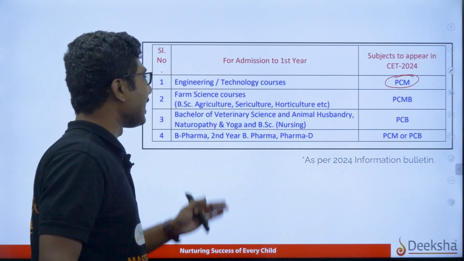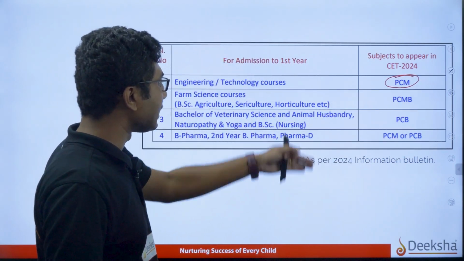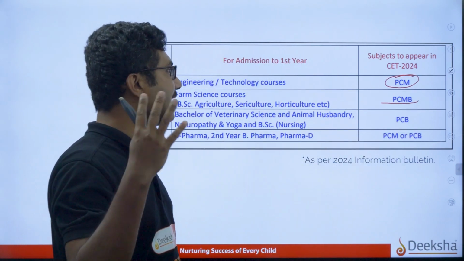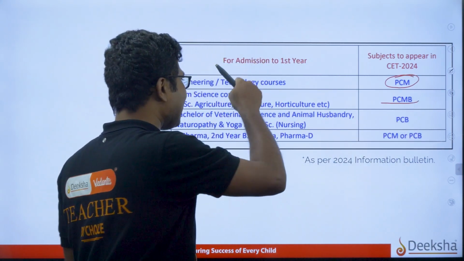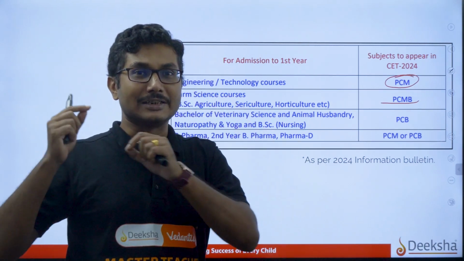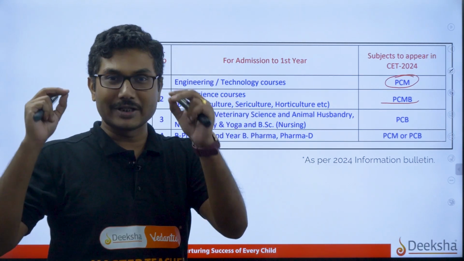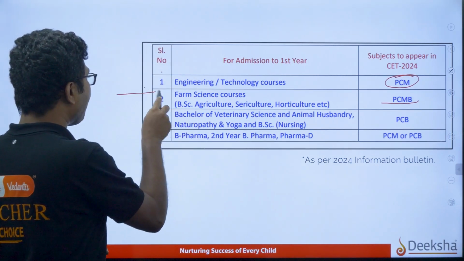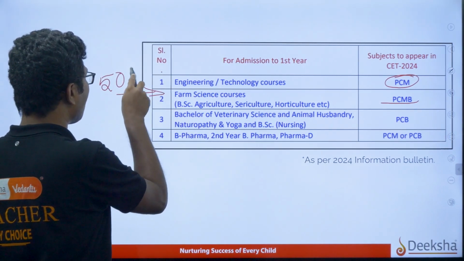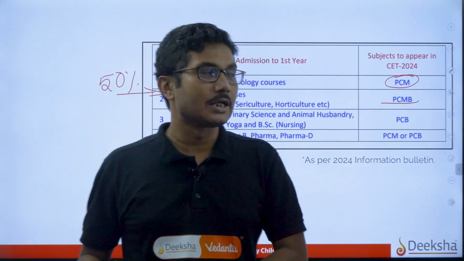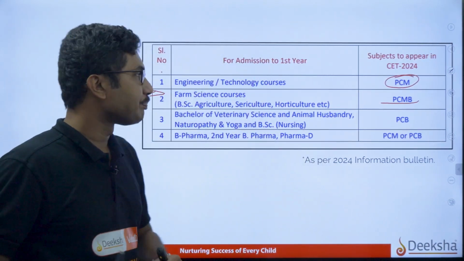Farm science courses, agriculture, sericulture, horticulture. For that you have to appear all 4 subjects, PCMB. Now remember, in this agricultural course, if your family is a registered farmer, if you have the certification for farming, then you can get a 50% reservation in this course. 50% of the seats are reserved for the agriculturalist quota.